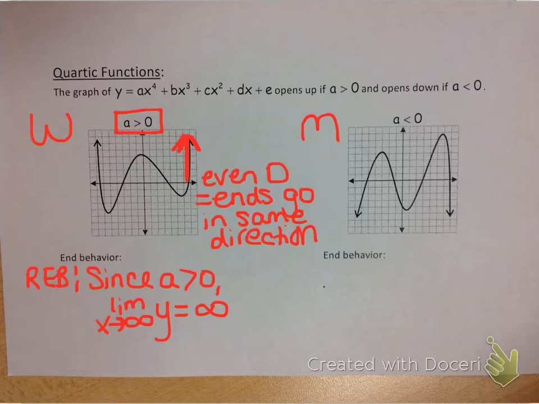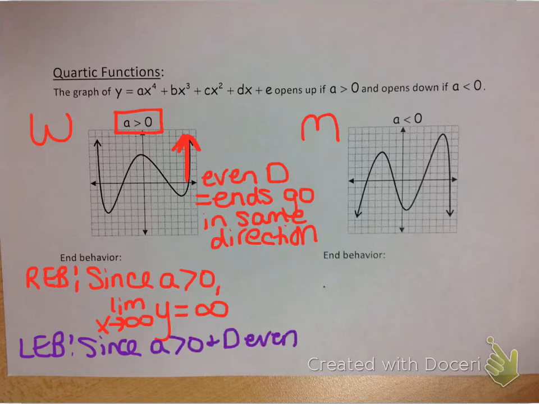And then for the left end behavior, you would say, oops, can't spell, since a is greater than 0 and the degree is even, so that tells me since my right end is going up and my degree is even, then the limit as x approaches negative infinity, because now I'm going left, but y is still approaching positive infinity. So I want you guys to try writing out the explanation and the notation for the end behavior of this negative quartic over here. So go ahead and just pause for just a second and give that a shot.